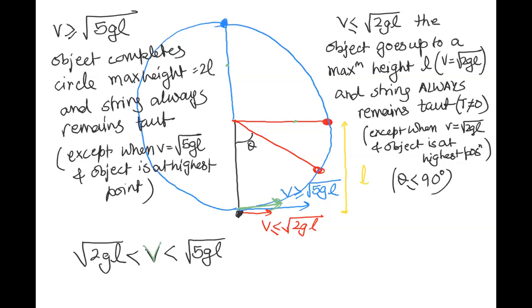And if the object has velocity which is greater than root 2 GL, then definitely it will go beyond that horizontal red line. So this is what happens. The object comes here and it has certain velocity v dash. Okay. And at this point, some angle phi is being made.